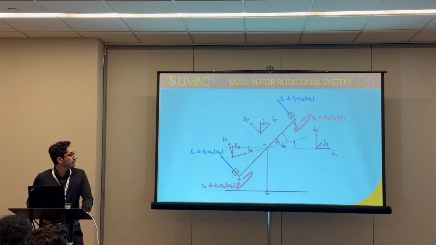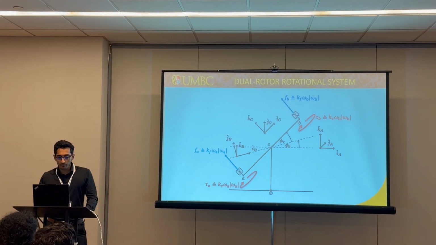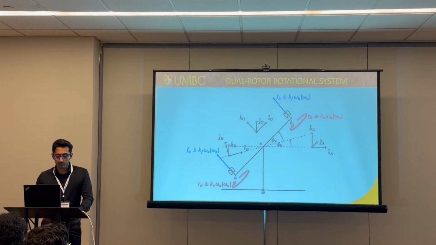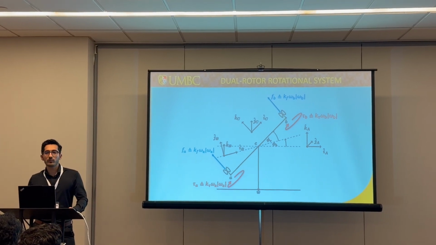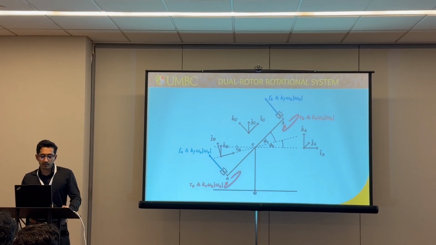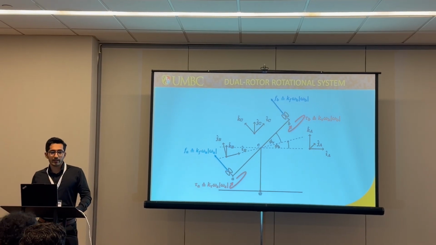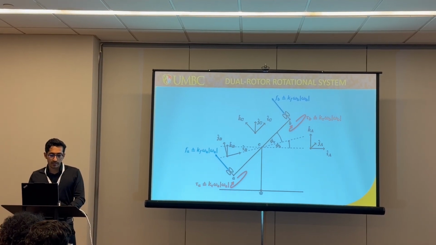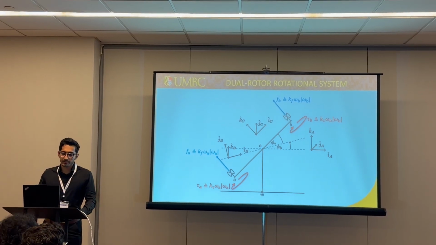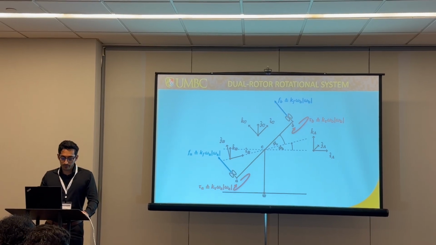Here you can see a simplified block diagram of a 2 degree of freedom rotational system. We have two bases attached at the point C, and we have 2 degrees of freedom. So we have one horizontal angle, and the other one is the vertical angle. As you can see, 2 rotors are attached at each end point, and they are bidirectional brushless DC motors, meaning they can rotate in both directions.